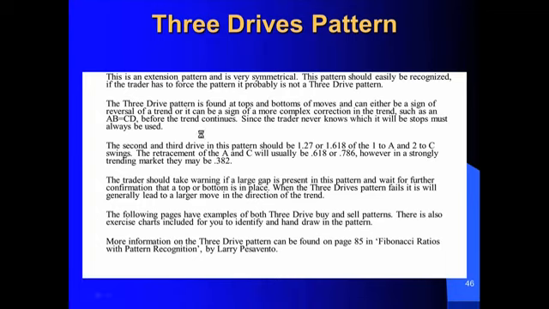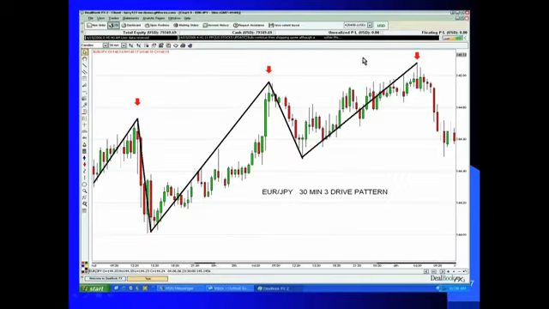Linda Raschke calls it the three little Indians. It's nothing more than three tops that are very symmetrical. Now, they should be very symmetrical in both price and time. In other words, the A, B, C, D leg should be a 1.27 or 1.618 expansion of another. In other words, it should be very easy to find a three drive pattern. You don't have to search for it.